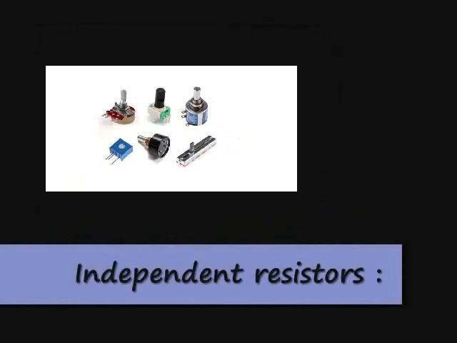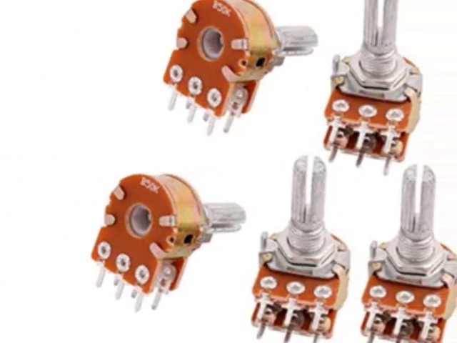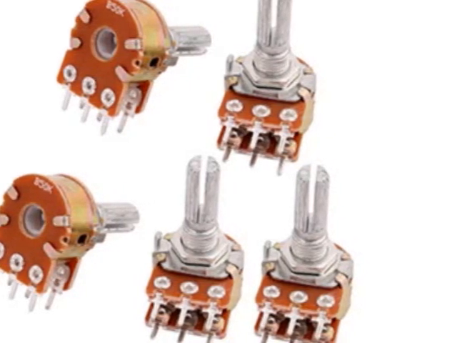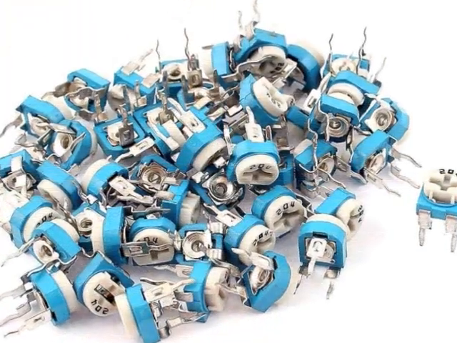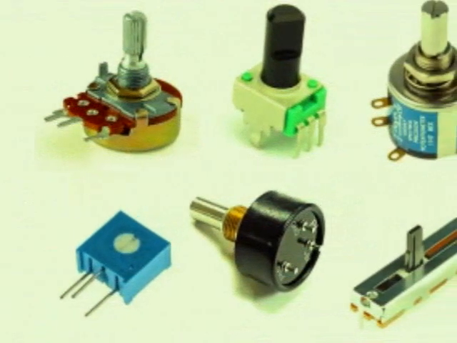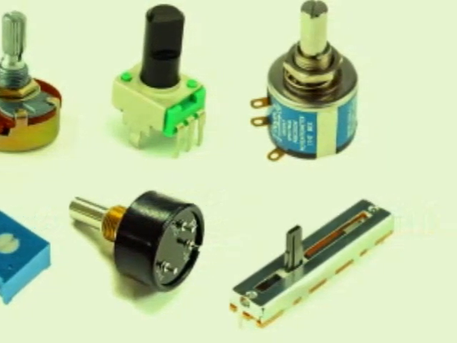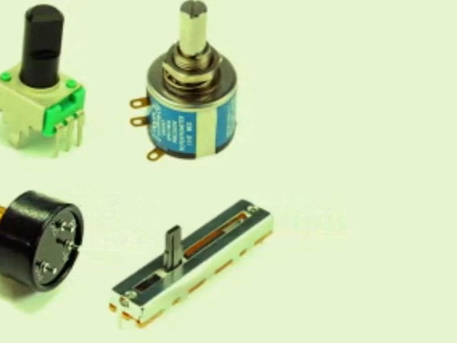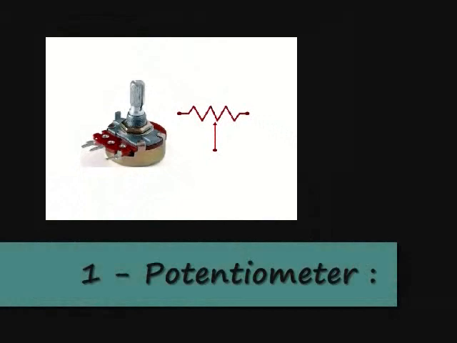Independent resistors. Independent resistors are a type of resistor that does not depend on environmental variables such as temperature and light, and their value can be adjusted manually according to the circuit's needs. In this way, with the help of a small lever attached to their body, a specific resistance value can be selected from the available range. These types of resistors are divided into two categories. One, potentiometer.